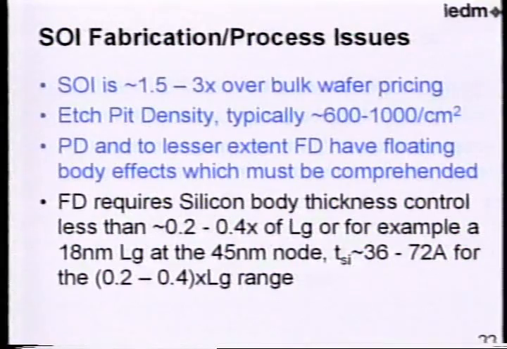But to do that, take an example at the 45 nanometer node, where the gate length is about 18 nanometers. That means if you took the range, the silicon body thickness has to be around 36 to 72 angstroms. So that's a 36 to 72 angstrom single crystal film on top of the SOI, which from a manufacturing standpoint is going to be pretty tough. So that's the real issue in terms of fully depleted single gate devices, being able to make this thin film.